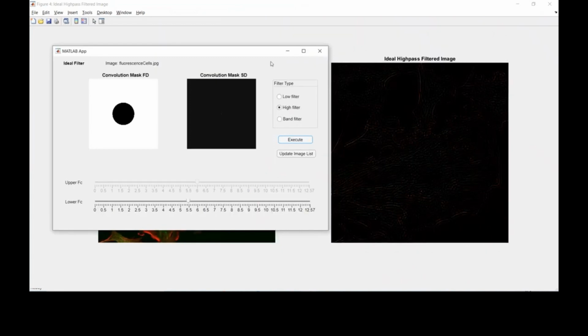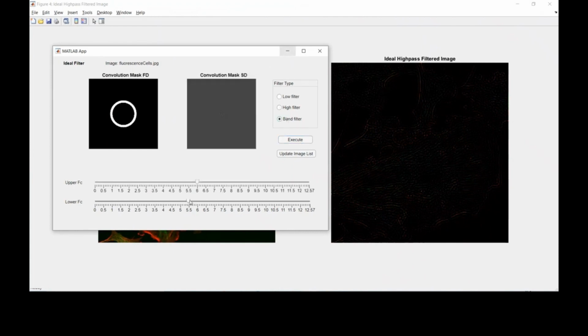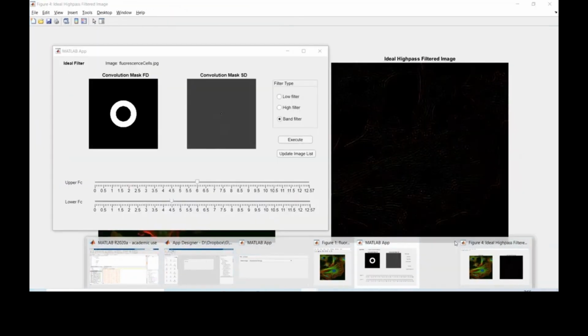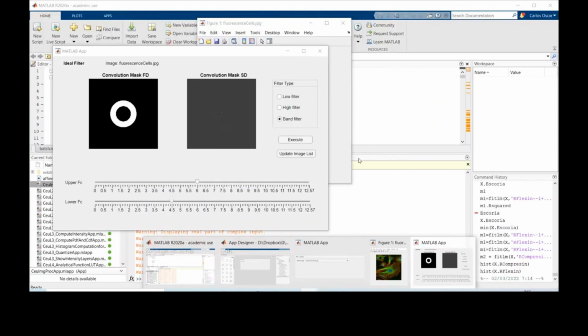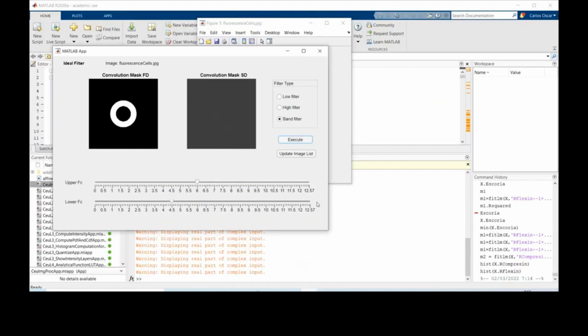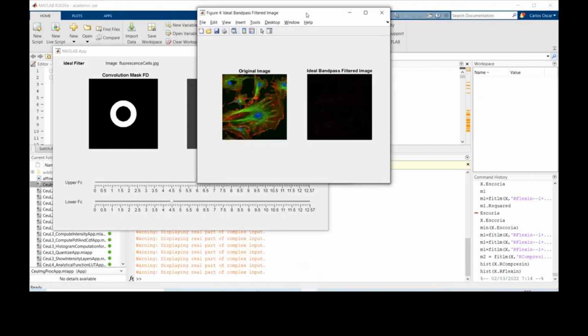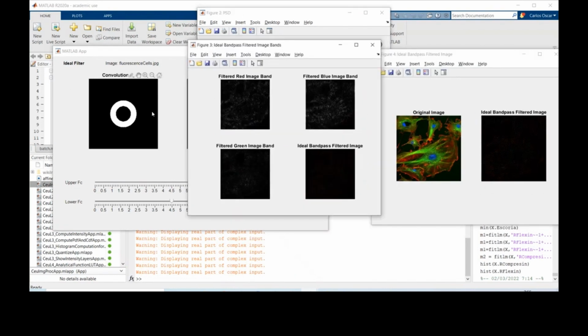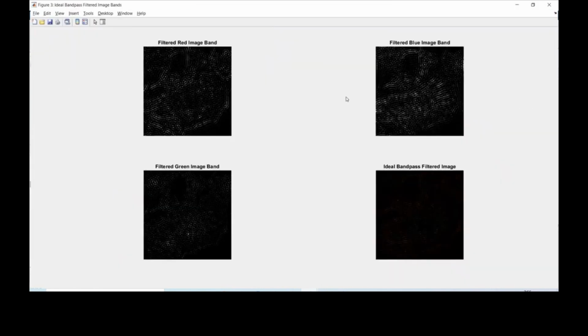Okay, so then band pass filters. We can have a band pass filter. Let me close the ones we don't want. So I don't want this one, this one, this one. And execute. Again, you don't see much. It is at middle frequency. If you want to see something, you can see some edges here.